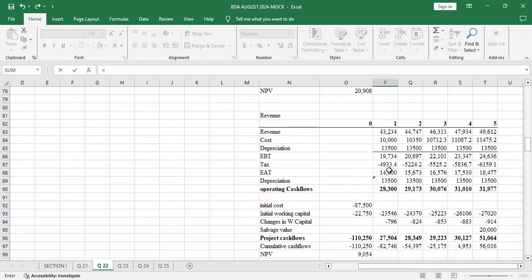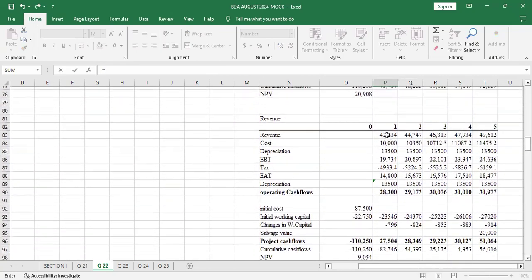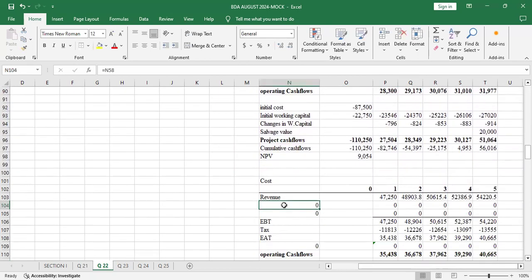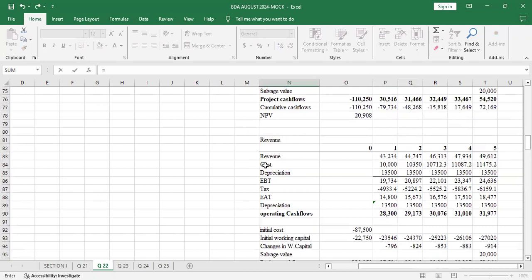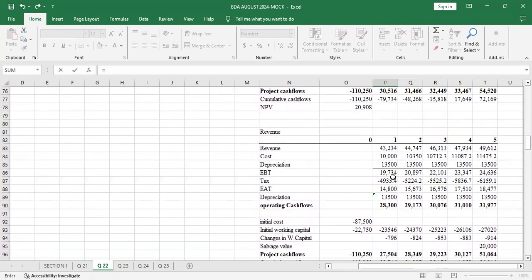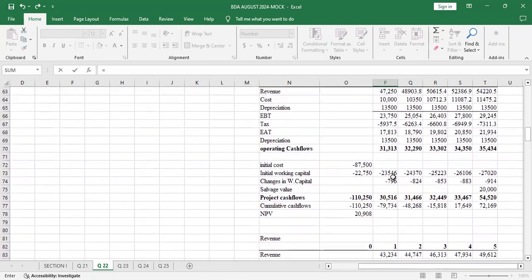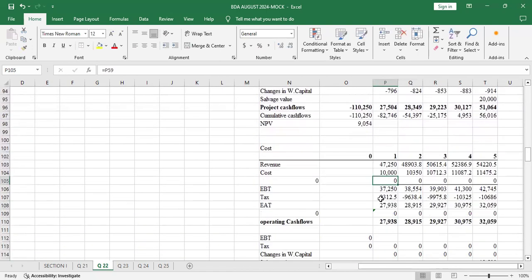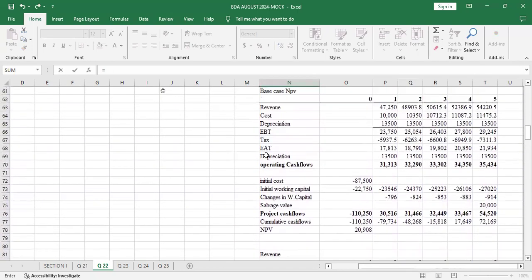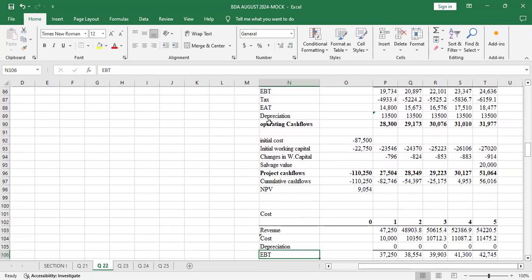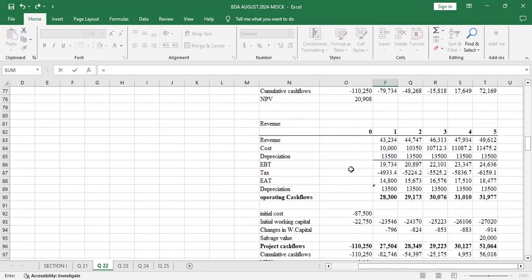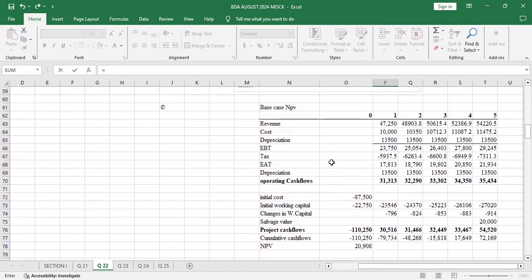I'll have the values there. You use the values for base case. Then cost, the same. Yeah, you have the original values as you do sensitivity. Pick that. Then you have depreciation, the original. Sorry, yeah. Depreciation, and the original depreciation.